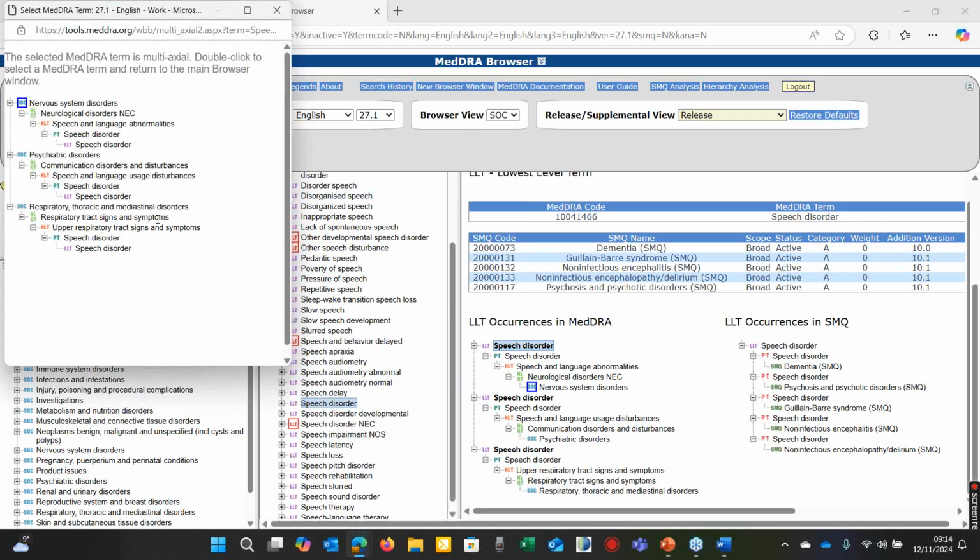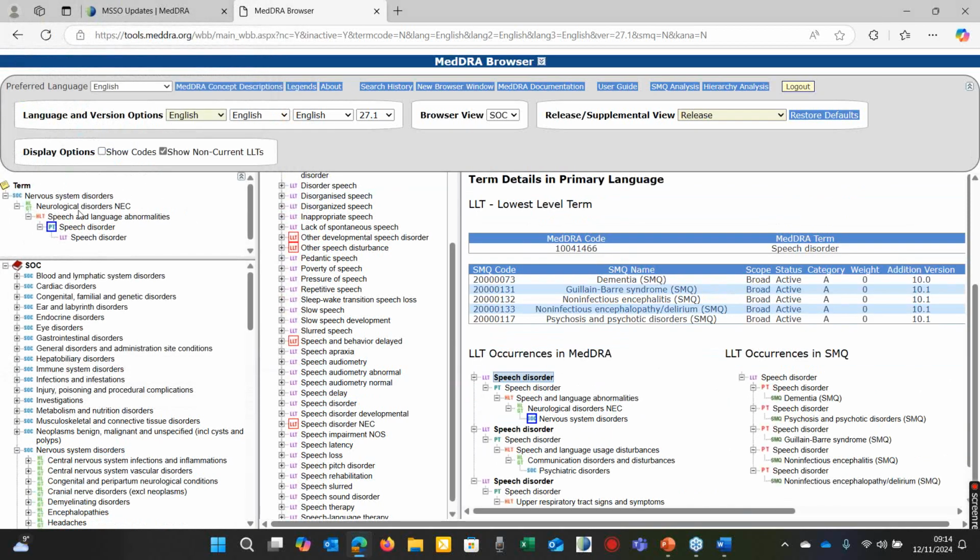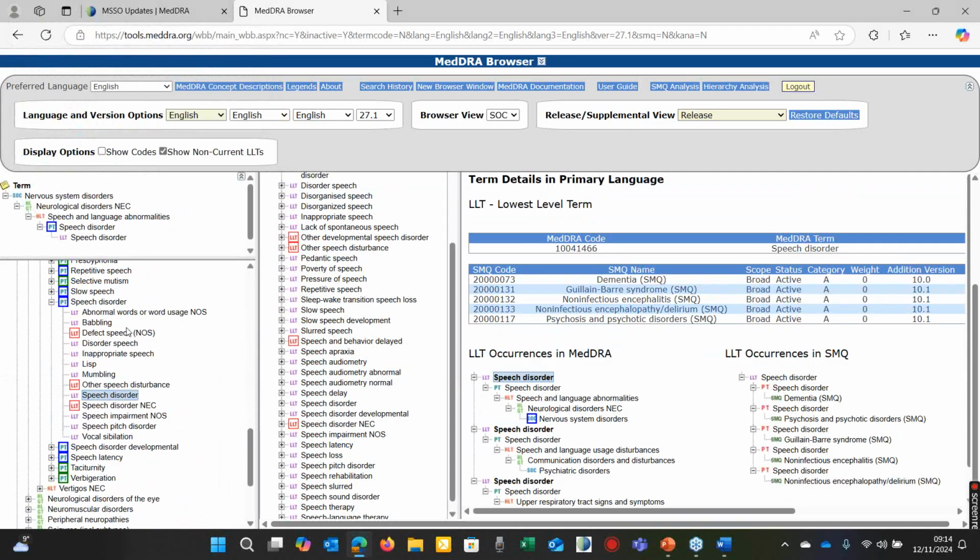I'm going to do a right-hand click, go to the browser, look at the term in relation to its brothers and sisters. Under speech disorder PT, we have a number of LLTs here. We have babbling, lisp, mumbling. So things which are more general, that there is a difficulty talking. So having seen this, I'm inclined to agree with all of you that speech disorder probably is the closest.